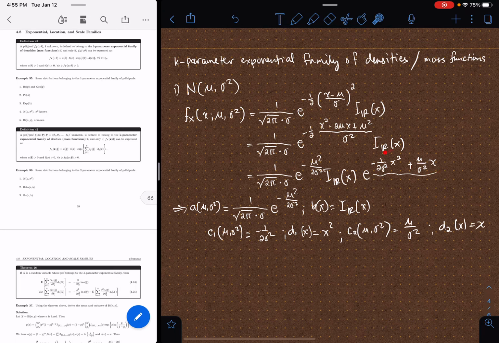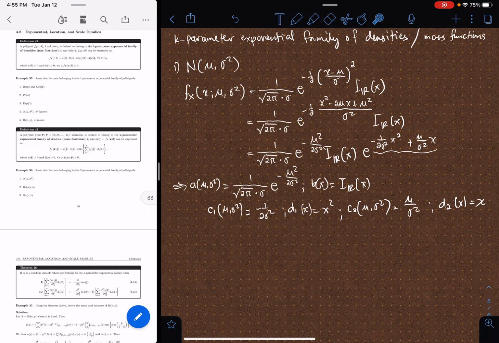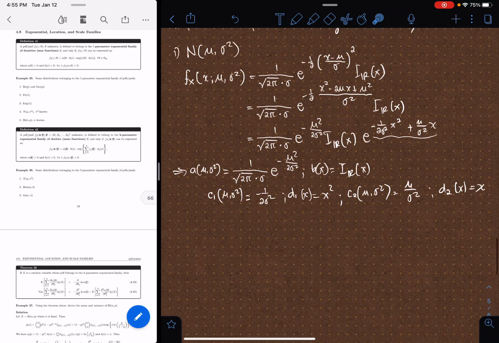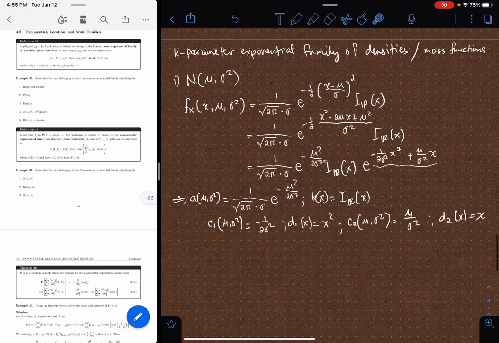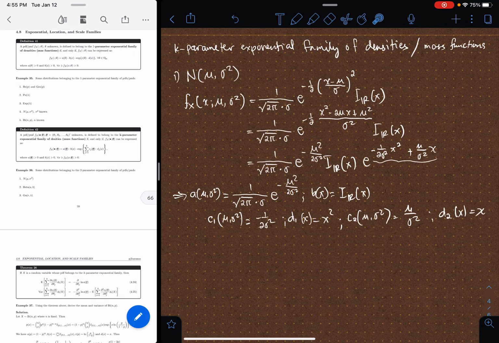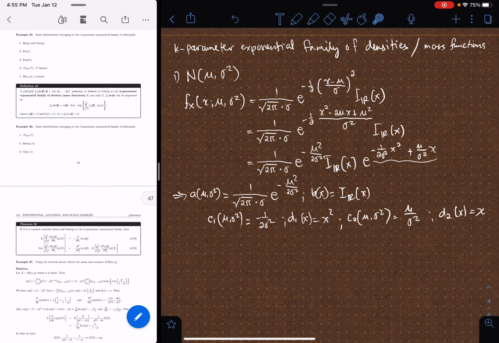Dapat may dalawang terms din na product ng function of parameters times the function of x. Okay? So, you can do the same for the beta AB and the gamma R lambda. Dapat alam ninyo yung form ng density functions ng dalawa. So, that will be left as an exercise to you guys.